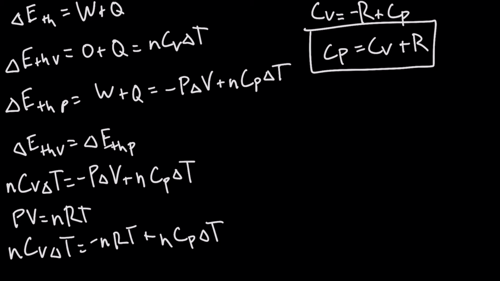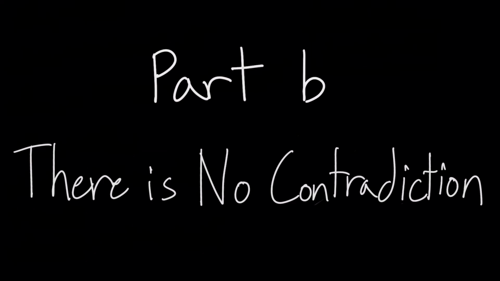To explain this in a more general sense without all this math, the reason why we have a difference of R here is because of the different processes the gases will have. For a constant volume, no work is done. So we don't take into account that negative P delta V that is taken into account in the constant pressure case, and that negative P delta V attributes to the R constant found in our formula.